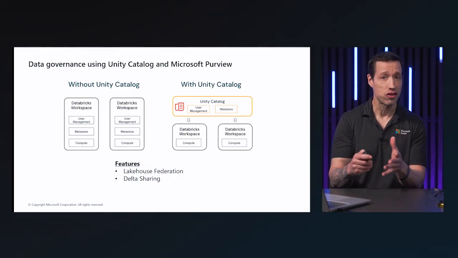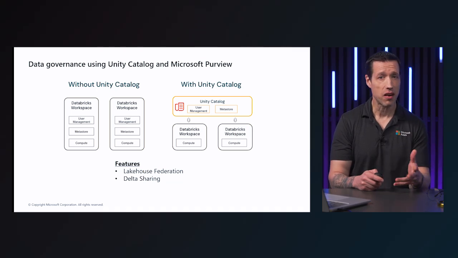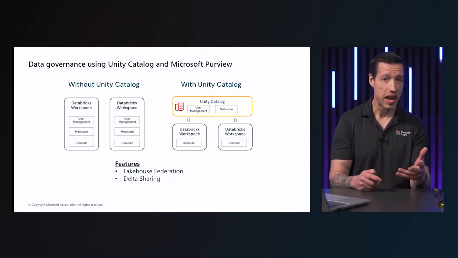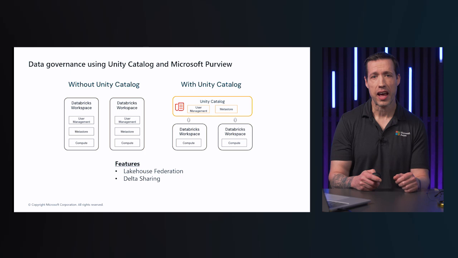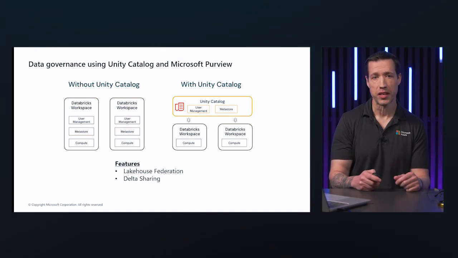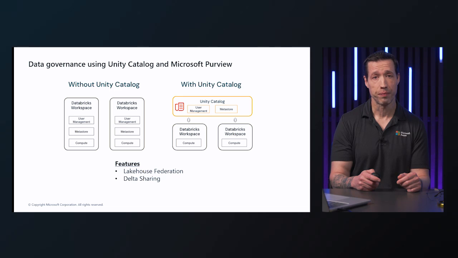Metadata is the data that describes data and is the foundation of data governance. Data governance tools like Unity Catalog and Microsoft Purview play a crucial role in managing data securely and effectively. Unity Catalog offers a governance solution for data assets, providing a centralized metastore and fine-grained access controls within the Databricks environment. With the Lakehouse Federation feature, you can run queries across multiple data sources without needing to migrate all that data to a single location.